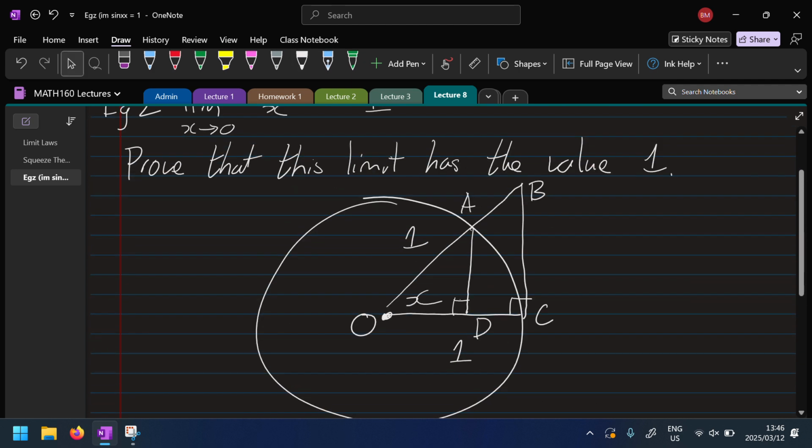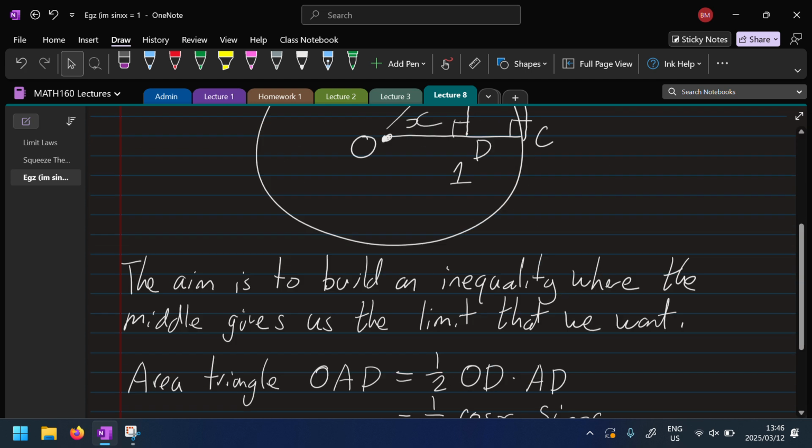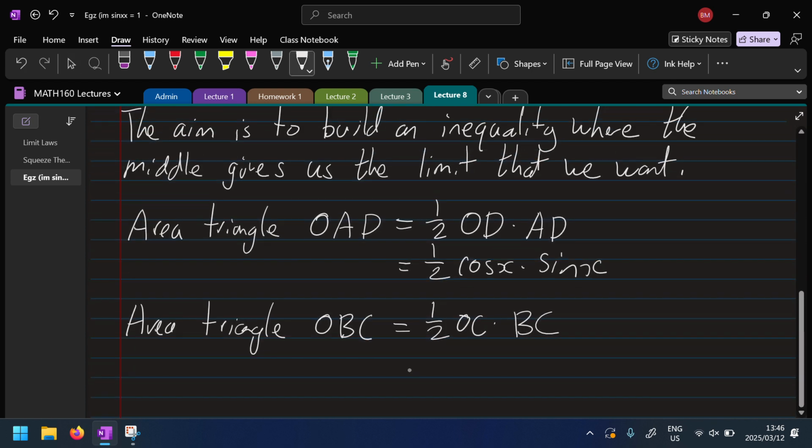Okay, again, a little bit of trig. OC, that has length 1, because we said this was a unit circle. BC, that's just going to be tan X. Okay, so this is going to be 1/2 tan x. Again, we're just using the trig ratios, right? Opposite over hypotenuse.